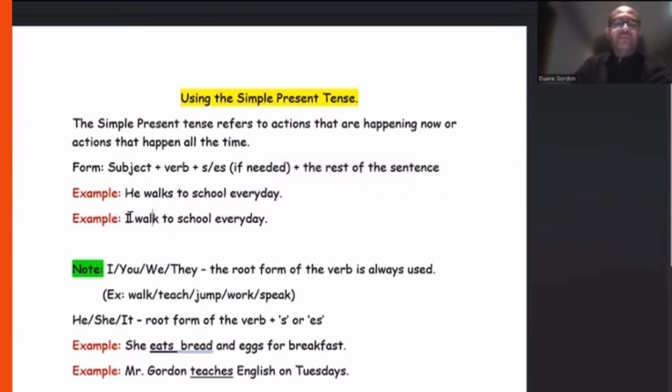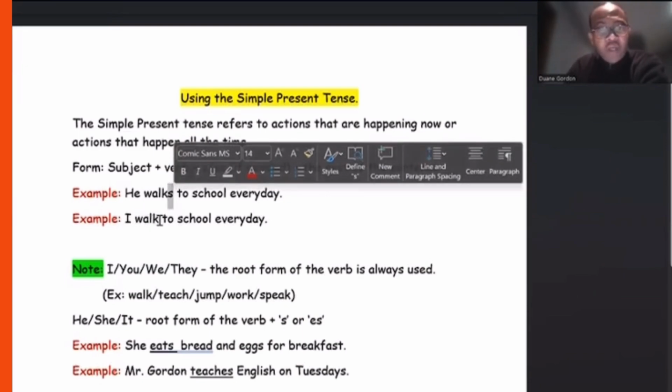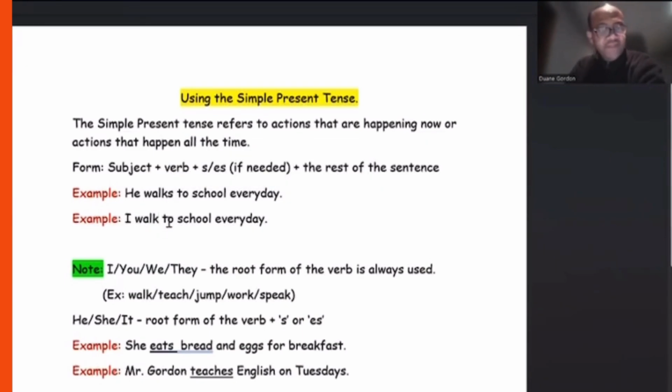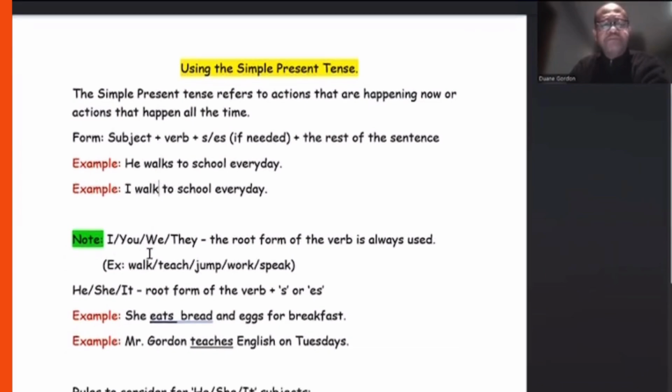Here's another example where the subject pronoun in this case is I. I walk, no s. I walk to school every day, rest of the sentence. So you notice he walks, but I walk, and I'll explain that in a minute.